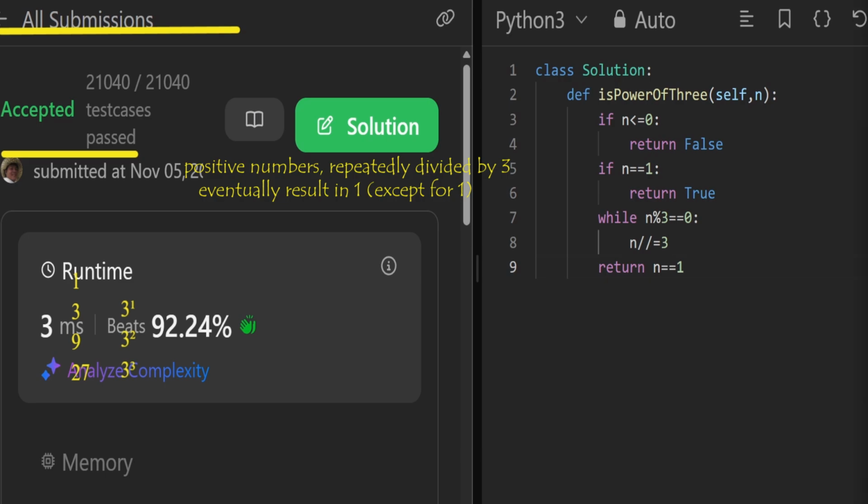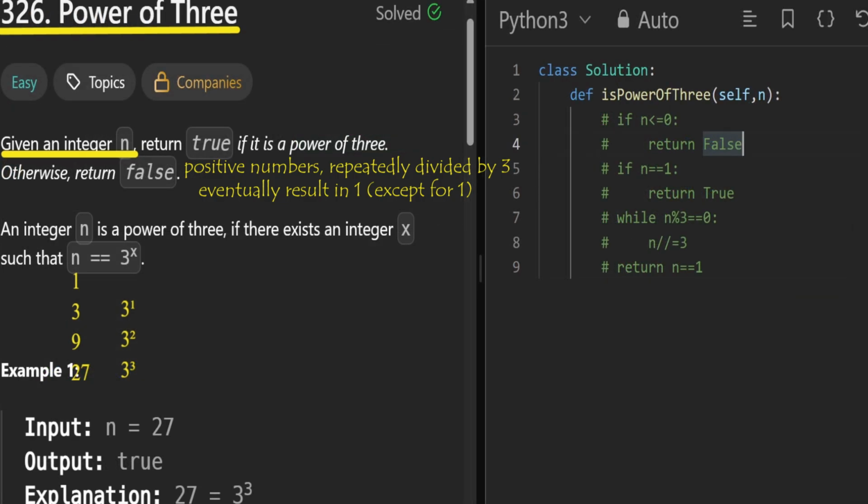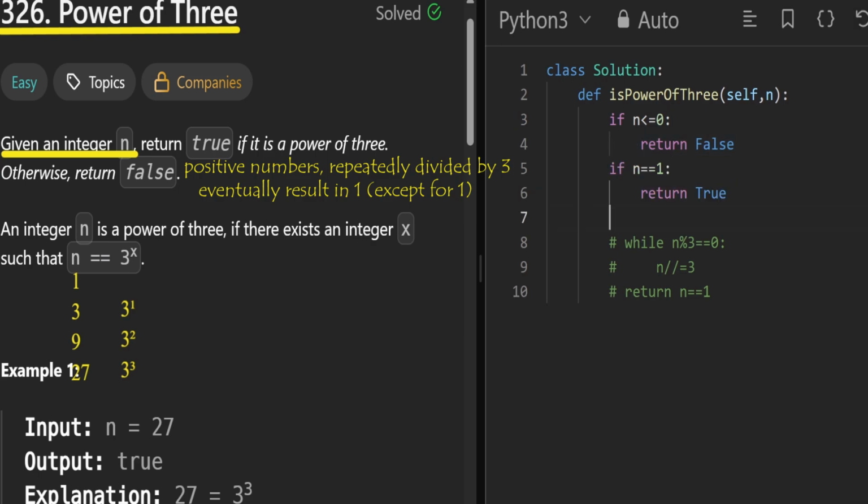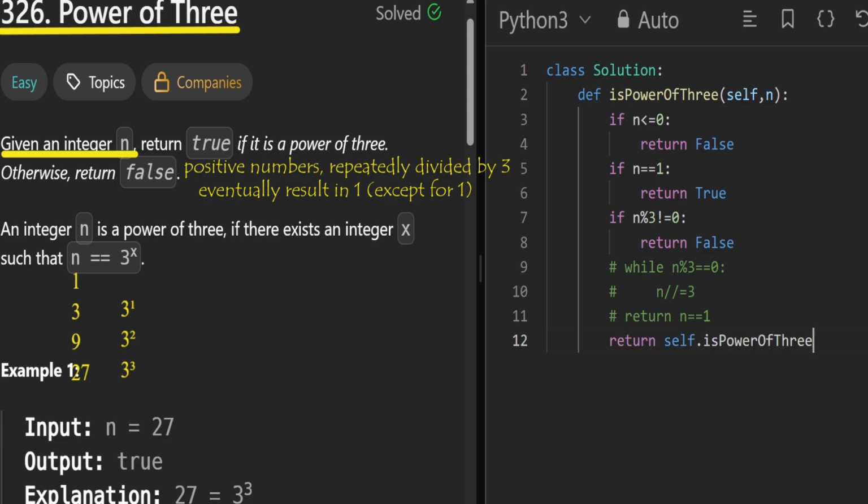Now, let's rewrite the same idea using recursion. First, we again check if n is negative or 0, return false. The first base case, if n equals 1, return true. The second base case, if n is not divisible by 3, return false. Otherwise, recursively call the function with n divided by 3 until we hit one of the 2 base cases. Done. Same logic as the iterative version, but elegantly using recursion.